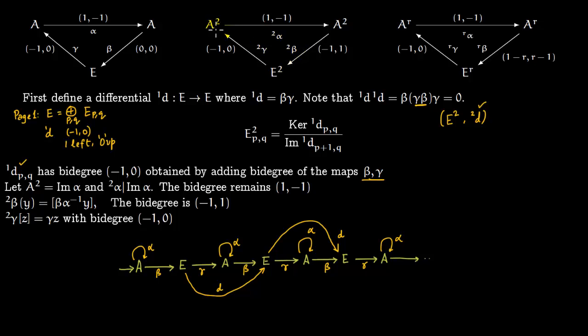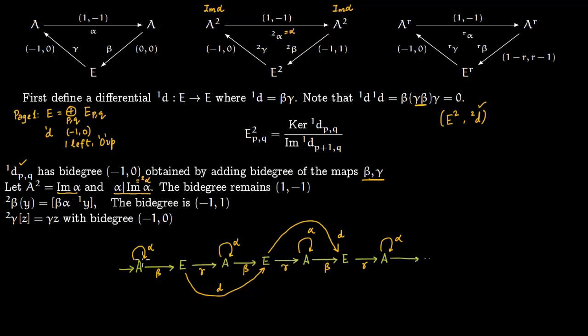So first you define this A2. A2 is just the image of alpha. So whatever A there is, you replace this by the image of alpha. So this is also image of alpha, and this is also image of alpha. Now this map 2 alpha is just the same as map alpha restricted to the image of alpha. So this 2 alpha is just alpha restricted to the image of alpha. So now you have this map, but you are just using the map alpha.